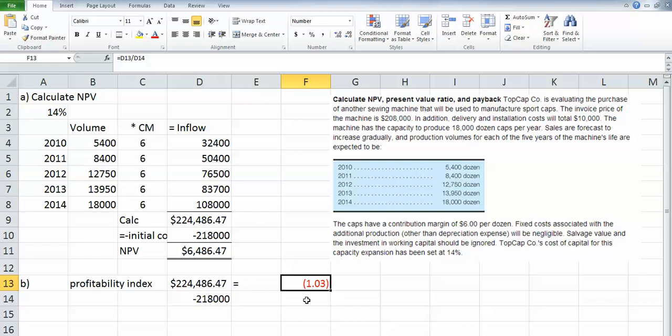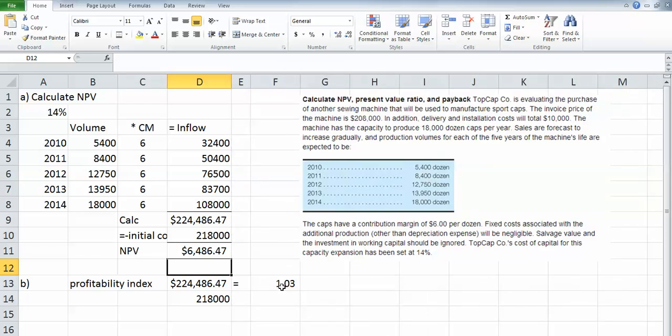I don't know why it's coming out as a negative. Sorry about that, since I had that as a negative up here, the 218,000. If I change that, I can change this, and then we won't have that problem. Okay, so we get 1.03 as our profitability index ratio, which is pretty good.